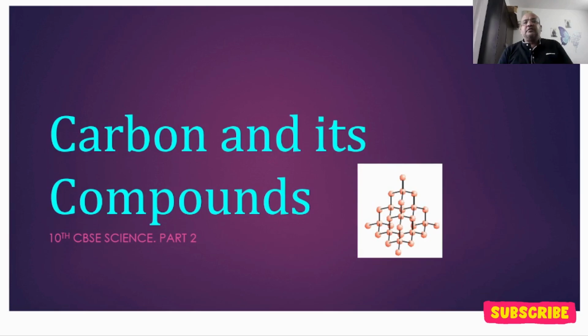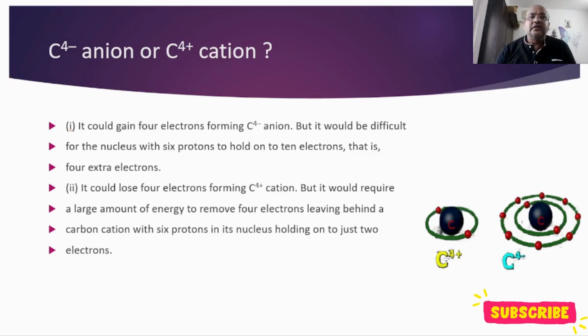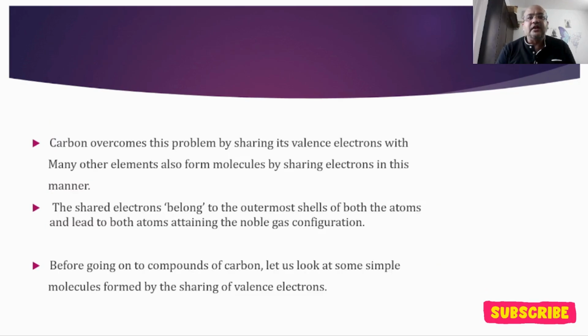We were doing the chapter Carbon and its Compounds for 10 CBSE. So last time, what did we see? We saw that carbon cannot form a carbon cation or a carbon anion. What will happen if carbon forms a carbon cation or a carbon anion? Both ways are not possible. So what's the third way out? We know that covalent bonds are formed in carbon. Let's see what the carbon does.